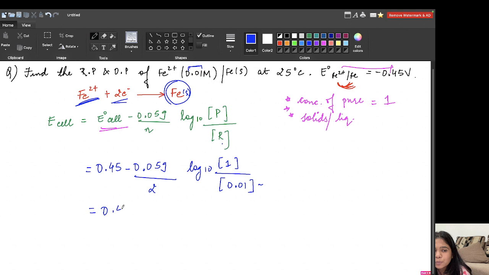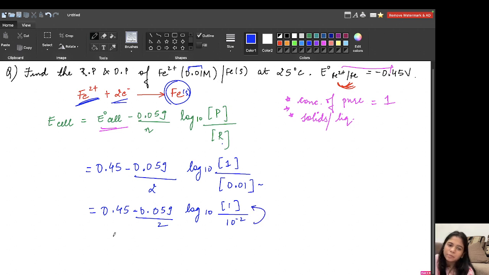So I'll write it as 0.45 minus 0.059 by 2 log base 10, 1 upon 10 to the power minus 2. If this thing goes up, it becomes 10 to the power 2. So 0.45 minus 0.059 by 2 log base 10, 10 to the power 2. Now how do you solve it?